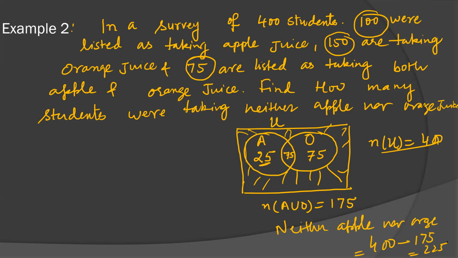So this is the first way to tackle this problem. Similarly, we can solve it. If you use the formula here, you can see that you want neither apple nor orange, meaning the intersection portion, neither apple nor orange. The students who are taking neither apple nor orange. See the question carefully. Nor means neither, and here.